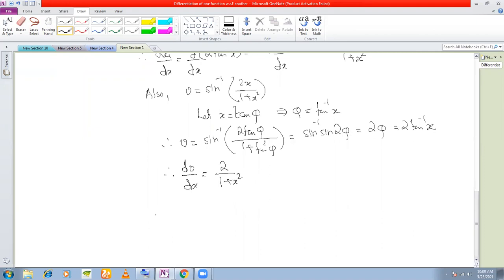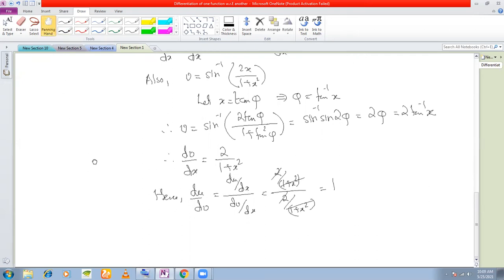Just like the first one, hence du/dv is du/dx by dv/dx, which is 2 by 1 plus x square divided by 2 by 1 plus x square. All are going to cancel here. You simply get a 1. That's it. That is differentiation of one function with respect to another.